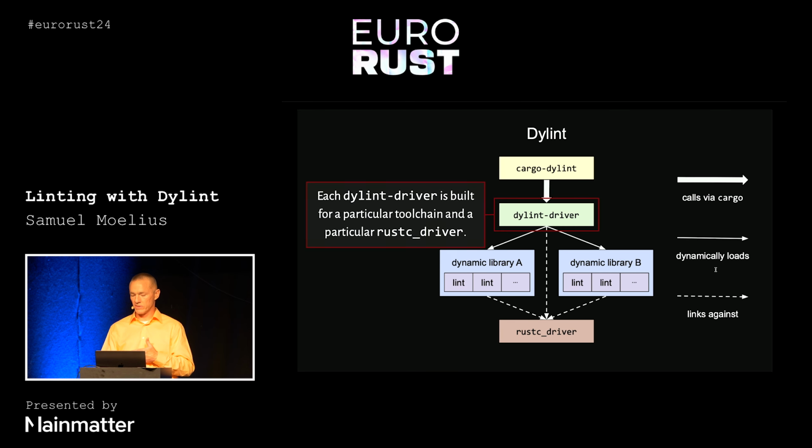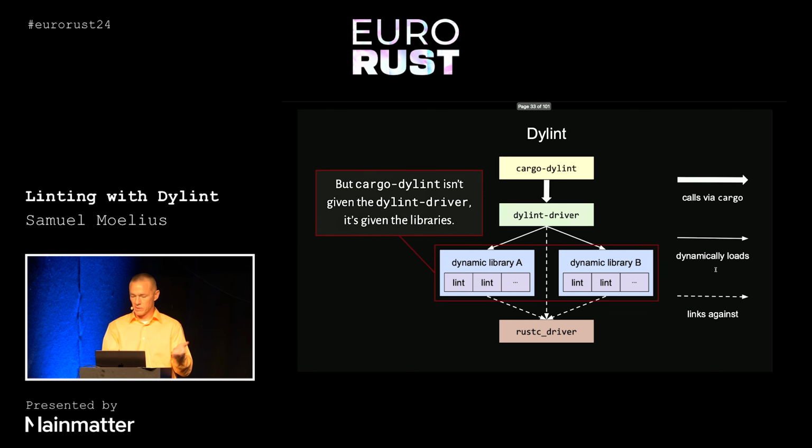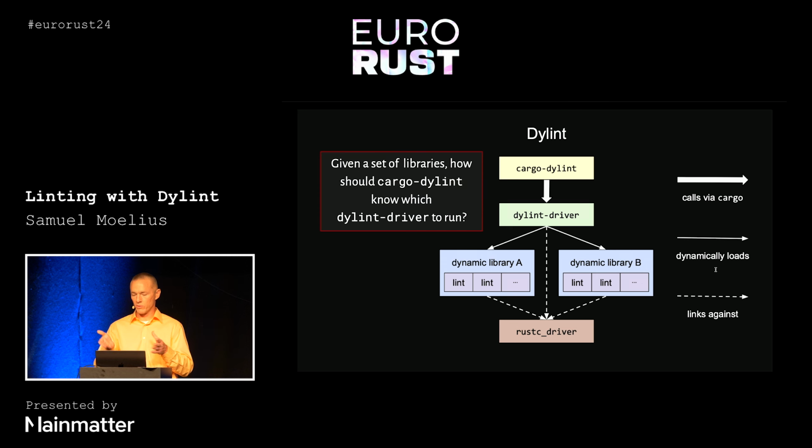Similarly, a Dylint driver linked against a rustc driver, there will be a different one for each toolchain. And similarly, each Dylint library built for a particular toolchain will be linked against a different rustc driver. So the point here is that cargo-dylint isn't handed the Dylint driver, it's handed the libraries. But cargo-dylint hands control off to the Dylint driver. So the problem, and I use this term loosely, is given the libraries, how does cargo-dylint know which driver to hand control off to?